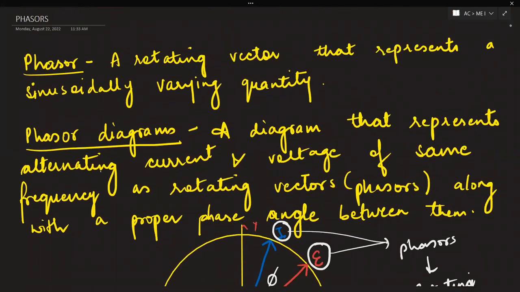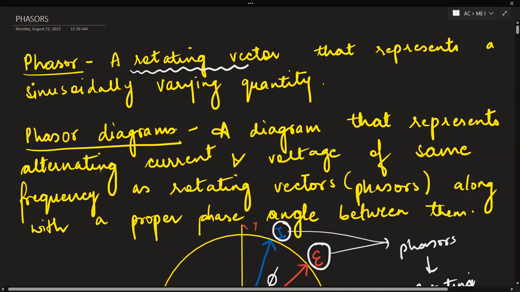So see, phasors are what? A rotating vector that represents a sinusoidally varying quantity. In reality, current is a scalar quantity. It's not a vector quantity. Current is a scalar quantity that has a magnitude as well as a direction, which we had discussed in the lesson on current electricity. But here we are naming it a rotating vector because this is not an actual vector. Vector here represents just a physical quantity that is rotating.